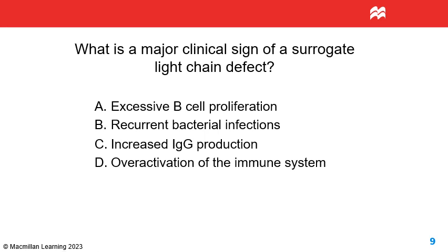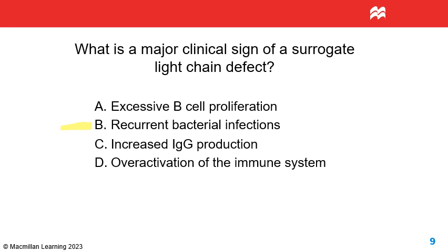Okay, so what is your answer? It is B. You're going to have a lot of problems with bacterial infections because you don't have B cells to eat the bacteria. You don't have antibodies. Okay?